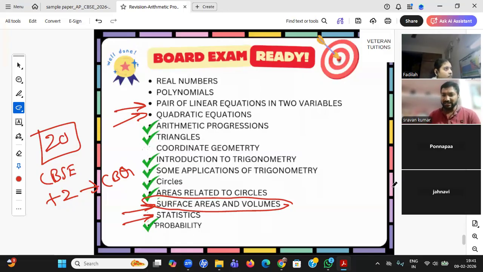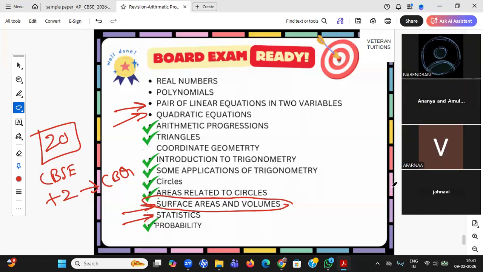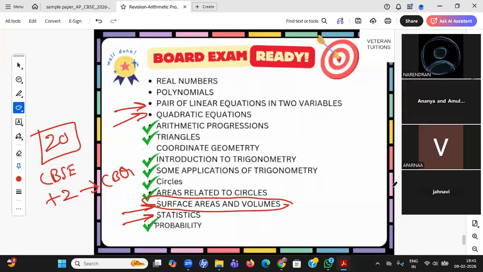Yeah, Harshini, all doubts cleared, student? Yes, sir. Okay, Ponnappa, cleared? Yes, sir. Shrugal, cleared? Yes, sir. Rujita, cleared? Yes, sir, got it.